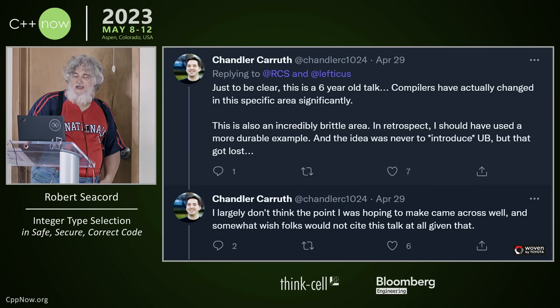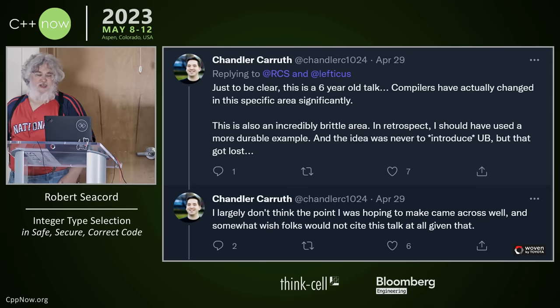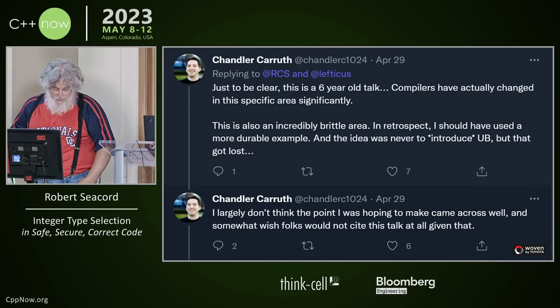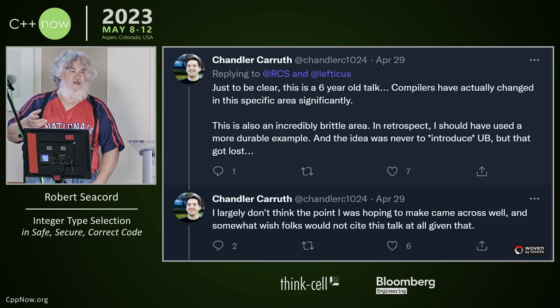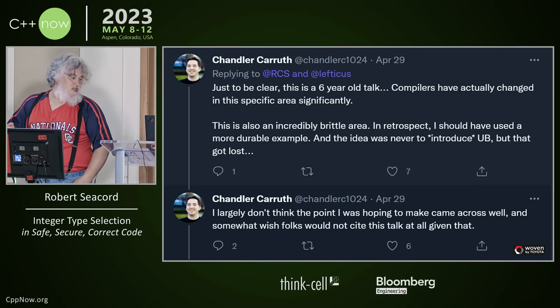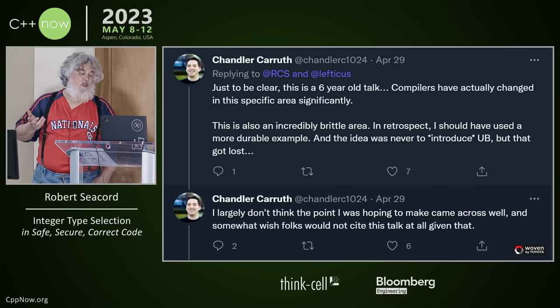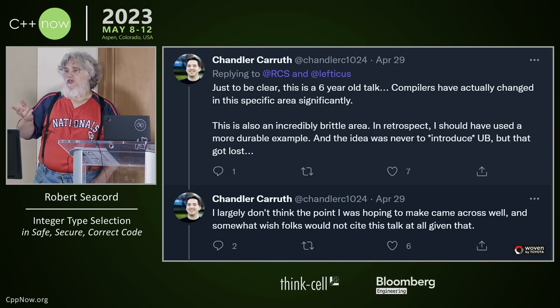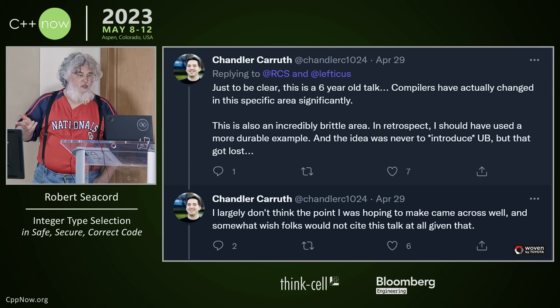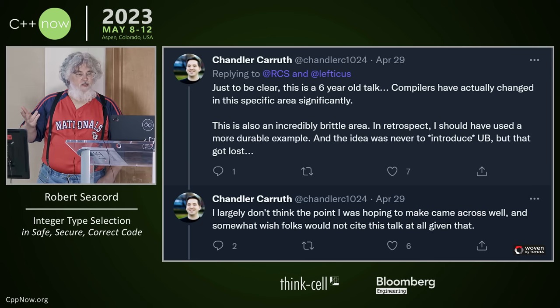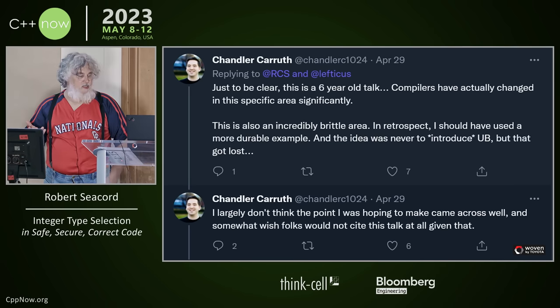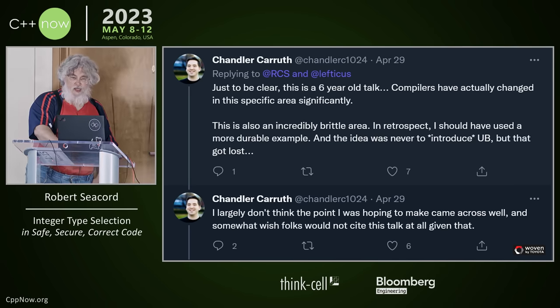So, to continue, my view of this, I think most of you share the same view, is that unsigned types are more useful in general. They shouldn't just be limited to modular behavior. And so I wondered why Chandler, who's a very smart guy, and a lot of other smart people, all have this view of signed integers being better. And then I found this talk.